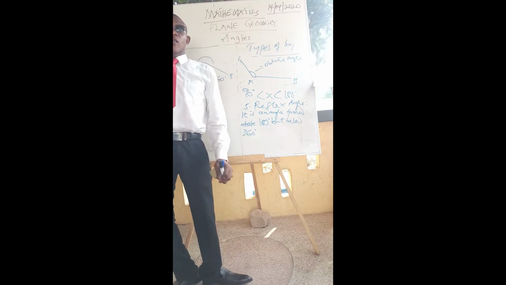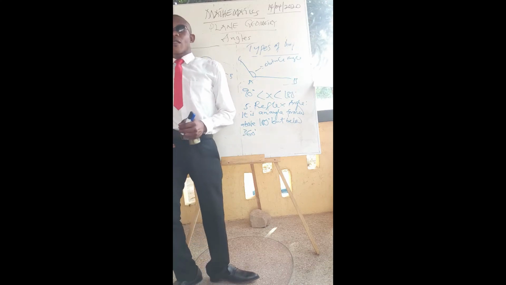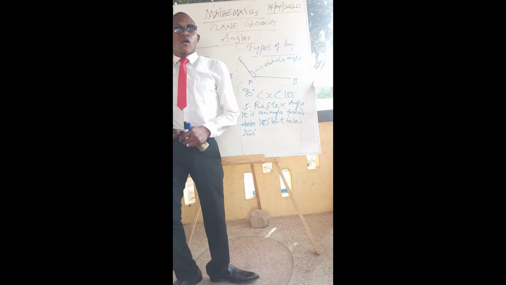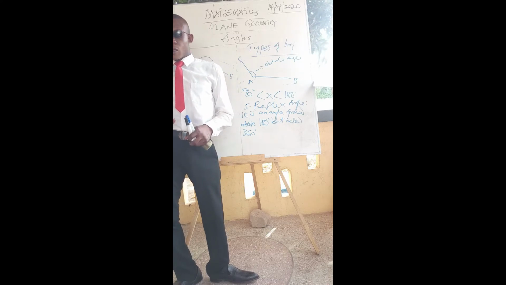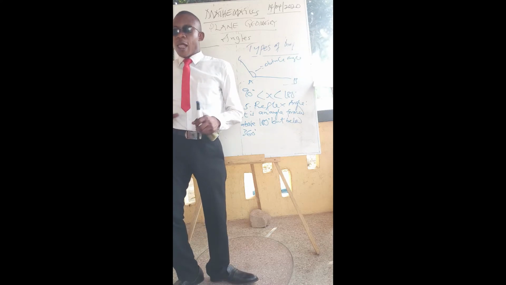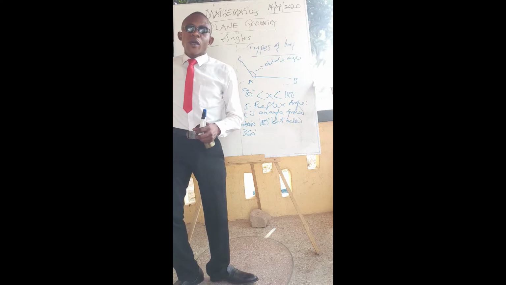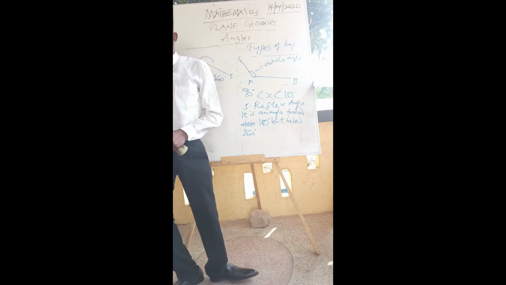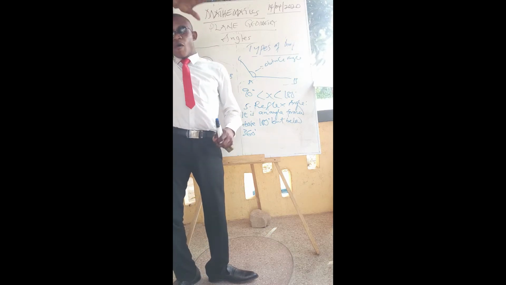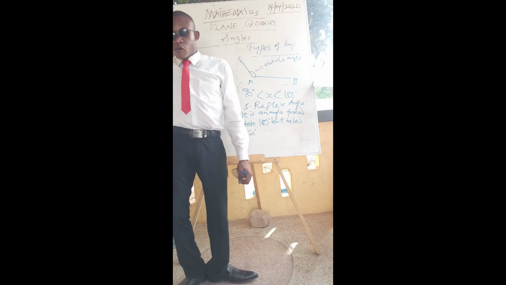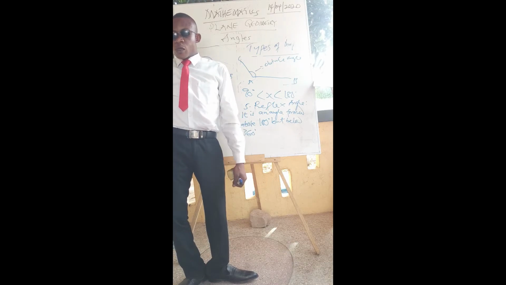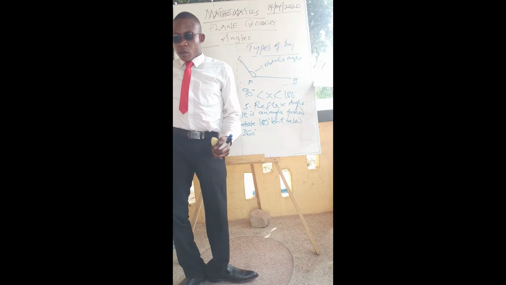In that case, we say it is what? Full rotation angle at a point. That's full rotation angle at a point. Or we can also term it as revolution, meaning I have revolved my hand round, or I've rotated my hand fully. So that's full rotation angle at a point, or revolution.